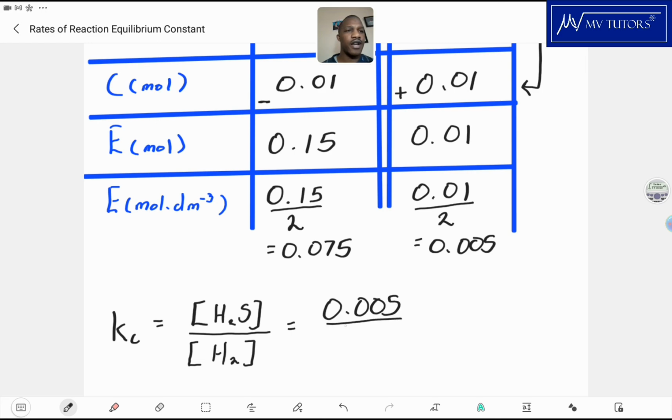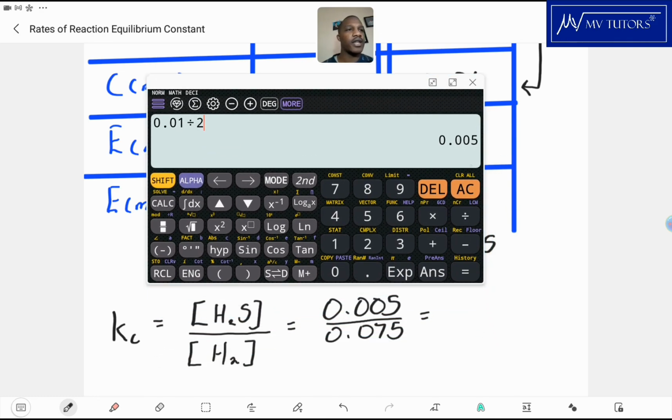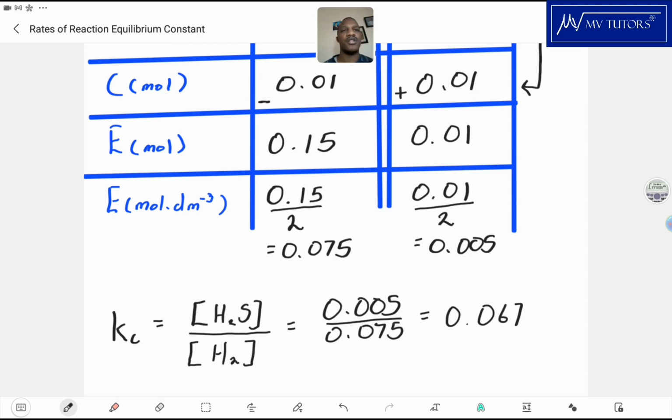0.005 divided by 0.075. Let's put that in the calculator and see what we get. Is our final answer. So it's 0.005 divided by 0.075, and our final answer is 0.067. Let's stop there. Now there are no units for a constant because they both cancel each other.